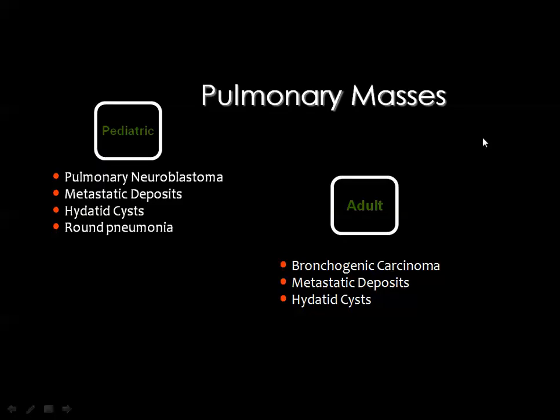In adults, we have three main matches, which are the bronchogenic carcinoma, metastatic deposits, and the hydatid cyst. In the pediatric age group, we have the neuroblastoma instead of the bronchogenic carcinoma, but we still have the metastatic deposits and the hydatid cyst, and we should add the round pneumonia in reliable clinical settings, as I have mentioned.